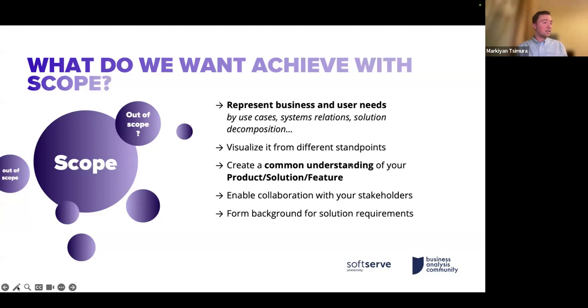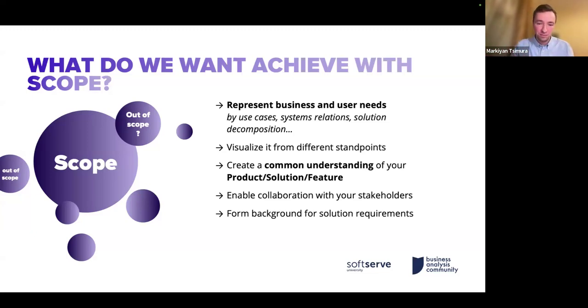And basically, with all those techniques, you form the background for solution requirements. Those functional and non-functional requirements that you are going to specify, that is the solid basis for you to specify them. But I have told you a lot about how, with the solution scope, you can achieve this and you can achieve that.